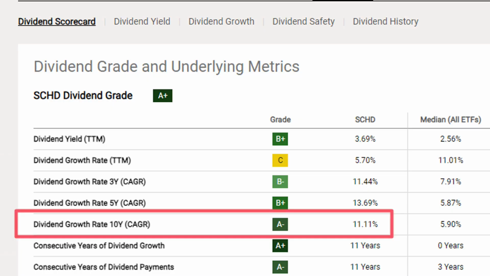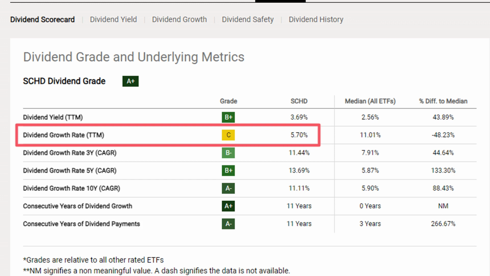For the dividend, I will use the already calculated in Seeking Alpha growth of 11.11% for the past decade. Of course, as you can see, for the past 12 months, it has only grown with 5.7%, but as I said, these calculations are never perfect. Now, armed with these two metrics, let's get over to a dividend compound calculator.